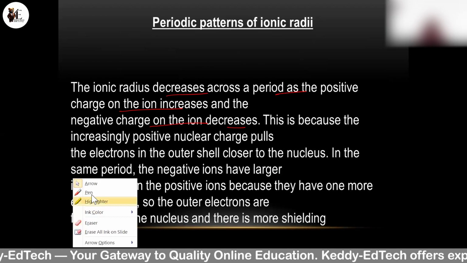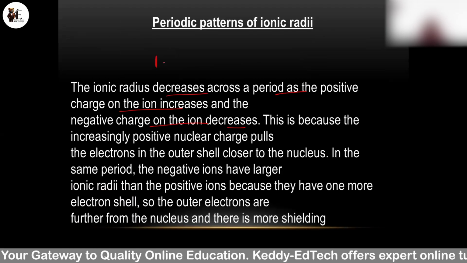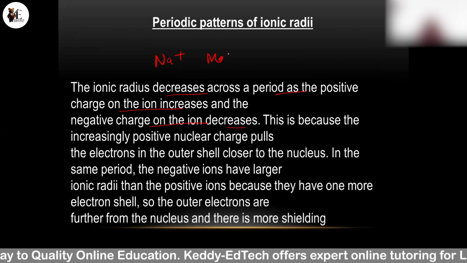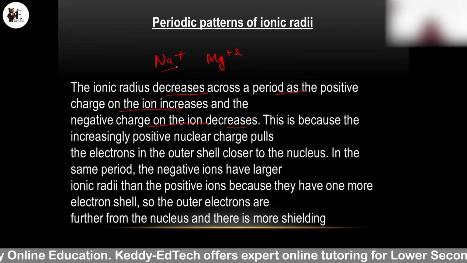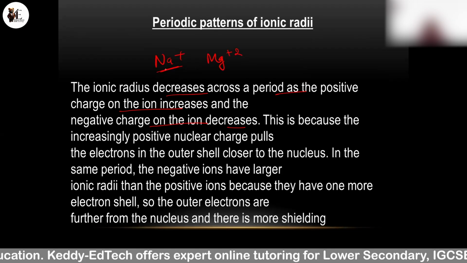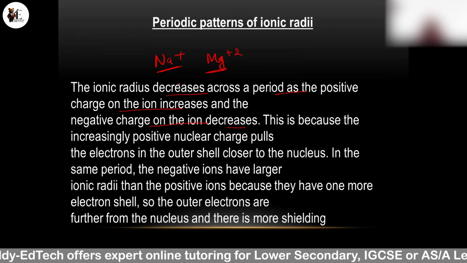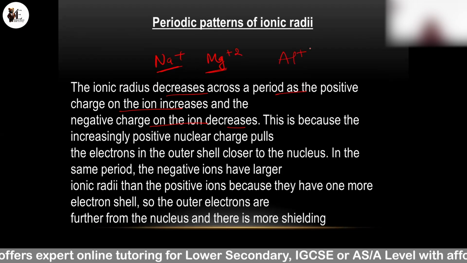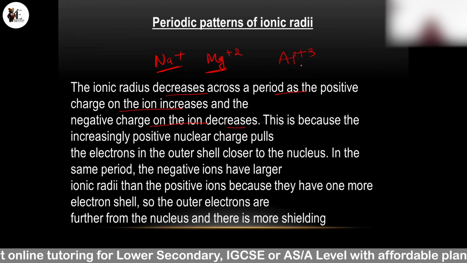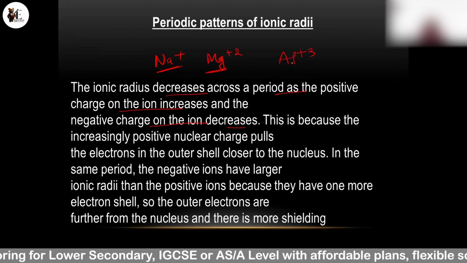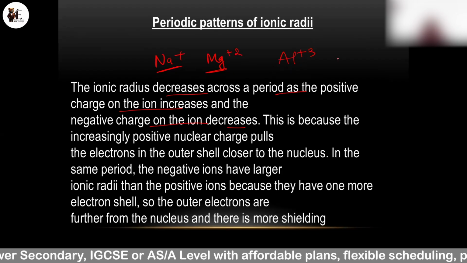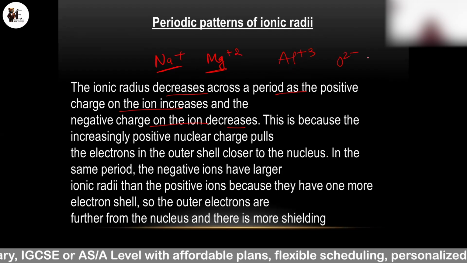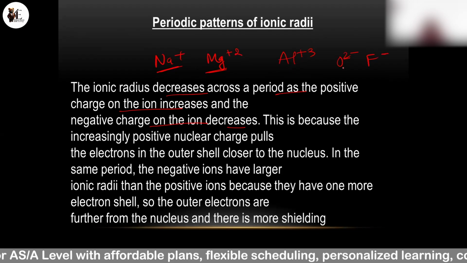So as the positive charge increases, for example Na+, Mg2+, that means they are losing electrons. Sodium is losing 1 electron, magnesium is losing 2 electrons, and aluminium is losing 3 electrons. So when the positive charge increases, what happens? Ionic radii decrease.